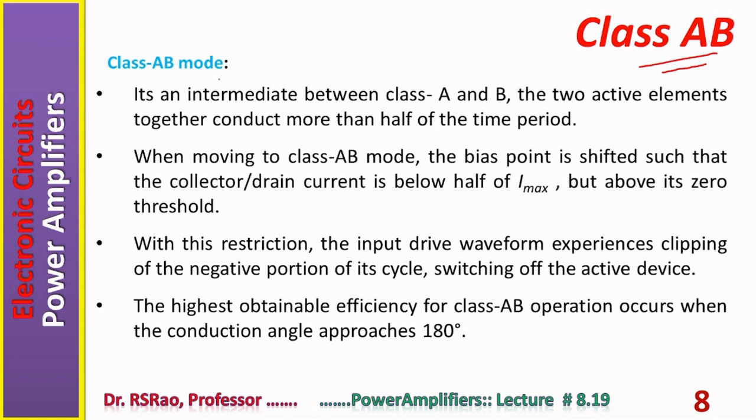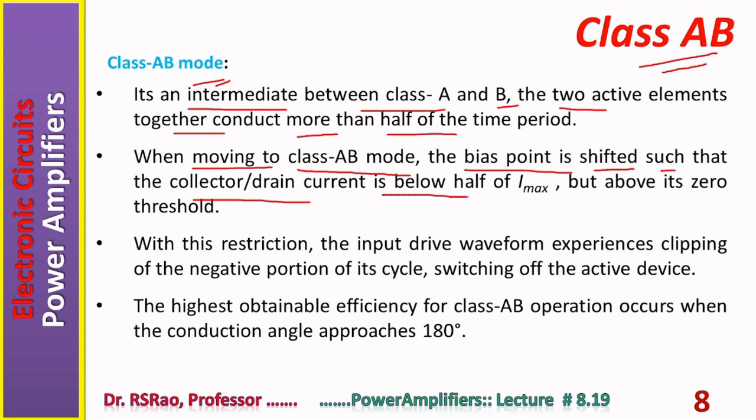Now class AB operation. Some points regarding class AB mode of operation. It is an intermediate between class A and B. The two active elements together conduct more than half of the time period. When moving to class AB mode, the bias point is shifted such that the collector drain current is below half of Imax but above its zero threshold.